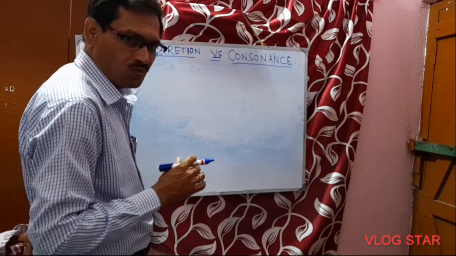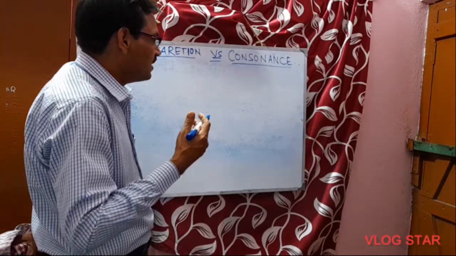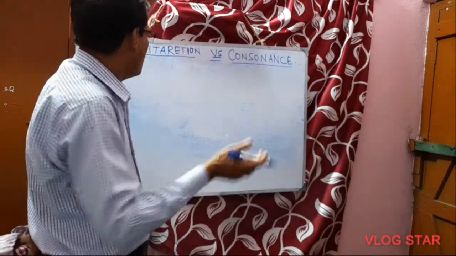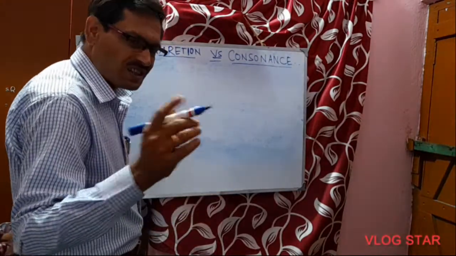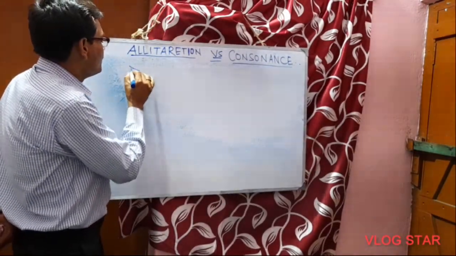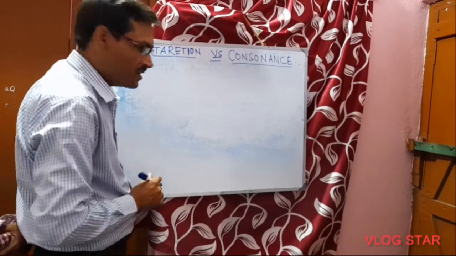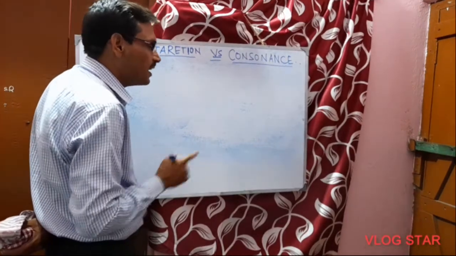Then how can we differentiate what is alliteration and what is consonance? Now consider first examples to clear up or brush up your ideas. Now I give an example.